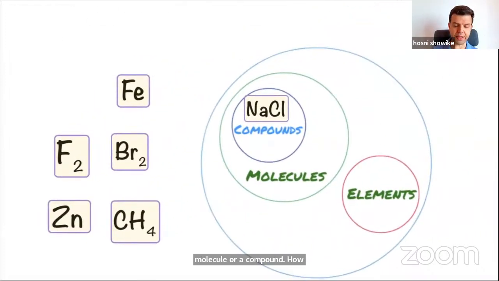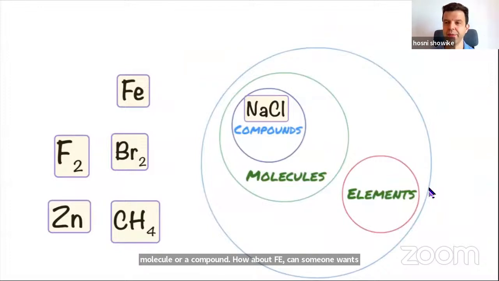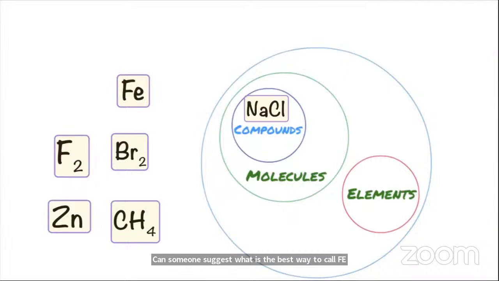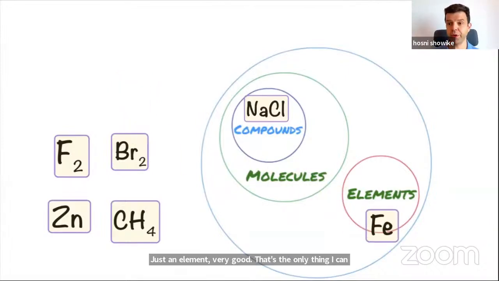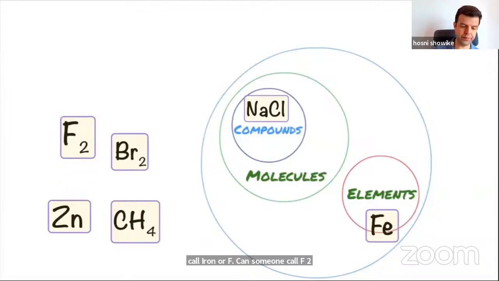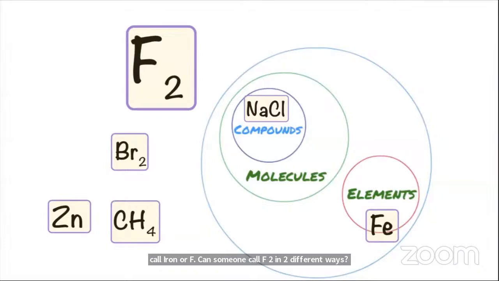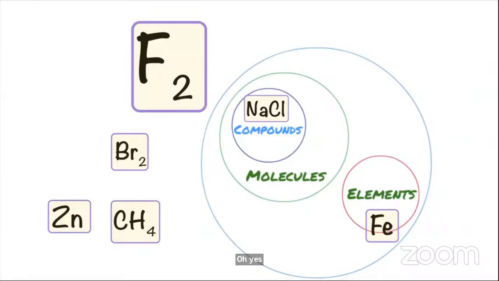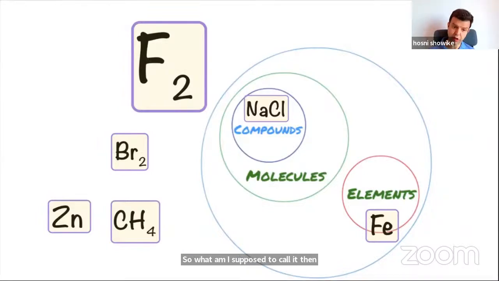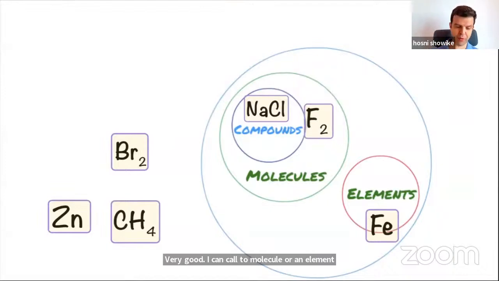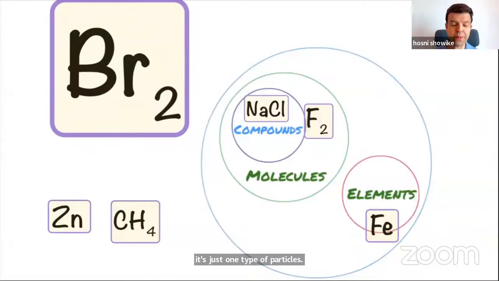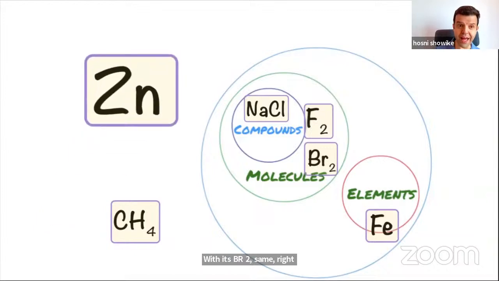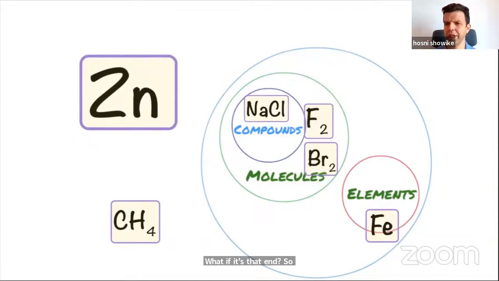How about Fe? Can someone suggest the best way to call Fe? Yusuf? Element. Just an element, very good. That's the only thing I can call iron, or Fe. Can someone call F2 in two different ways? Hamid? Yes, is it compound? How is it compound, Hamid? Because I can only see F and another F, just two Fs attached to one another, right? Oh, yes. So what am I supposed to call it then? A molecule? Very good. I can call it a molecule or an element because it's just one type of particles. What if it's Br2? Same, right? What if it's Zn? Zn is one symbol. So what can I call Zn, Yusuf?